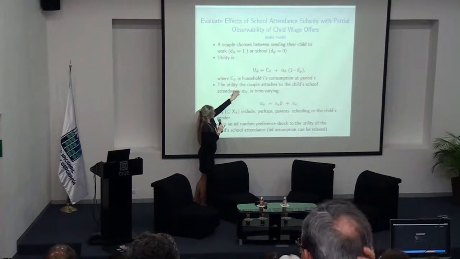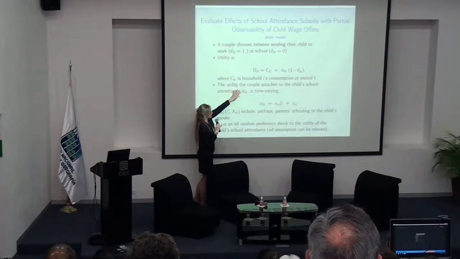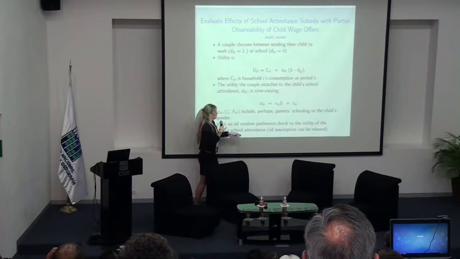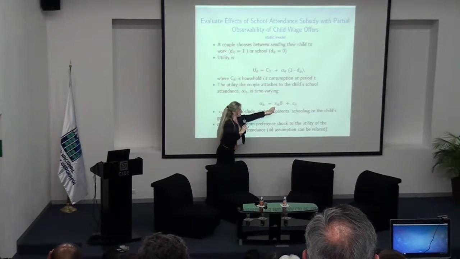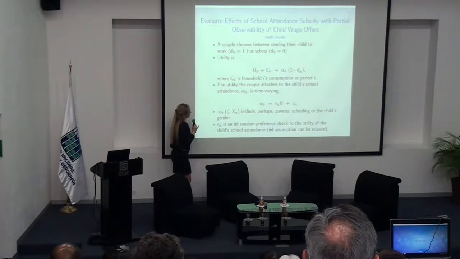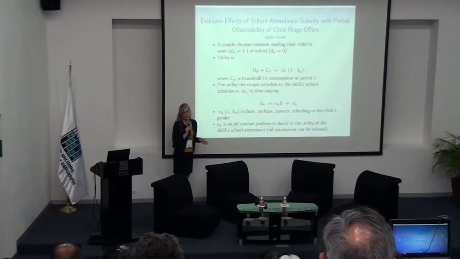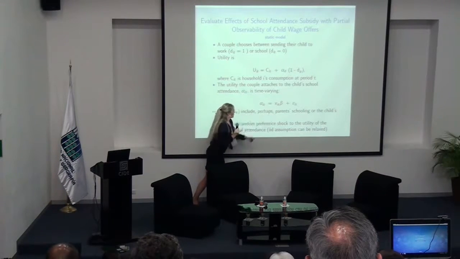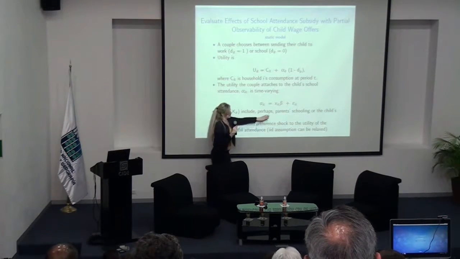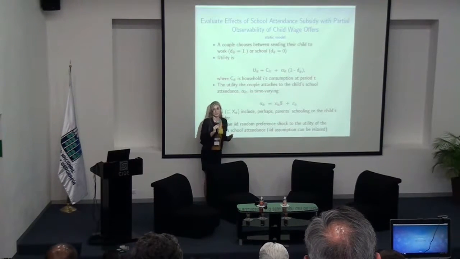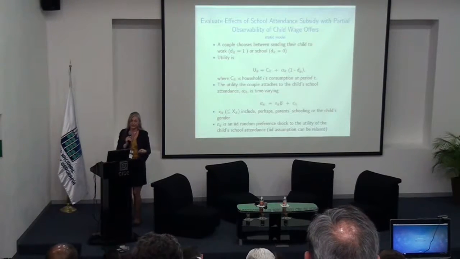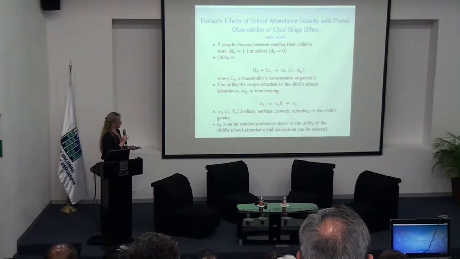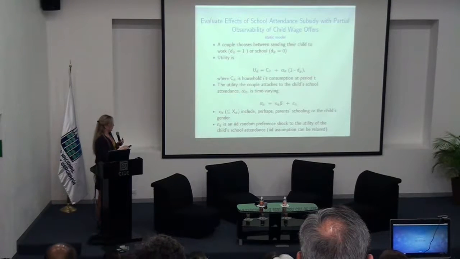That's called the utility function. It's like the enjoyment they get out of consumption and their child's schooling. And this is the family's utility from the child going to school. X would have parental characteristics, so for example, maybe parents with more schooling value the child's schooling more, and you could put that in here. Then this is what we call a preference shock, a random, unobserved component that makes families behave differently even if they look the same. So there's some random, unobservable affecting preferences.